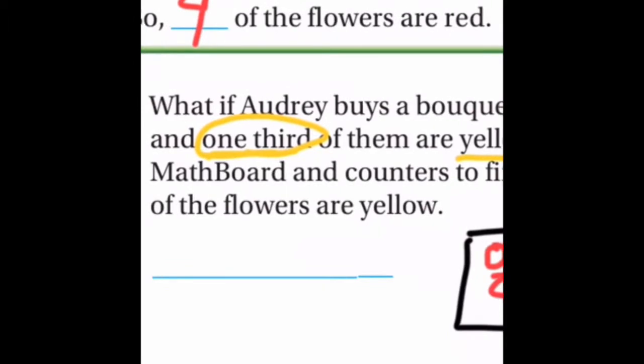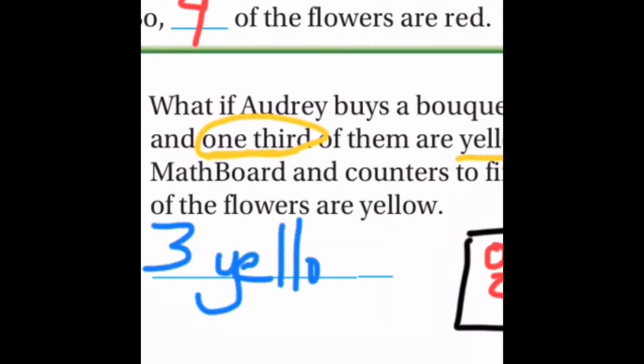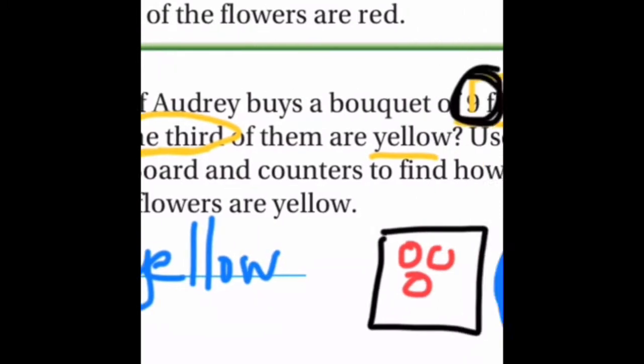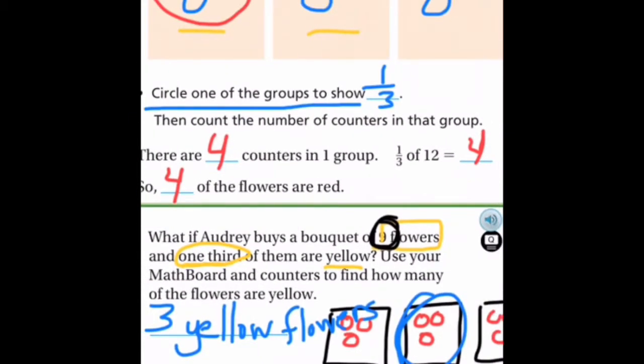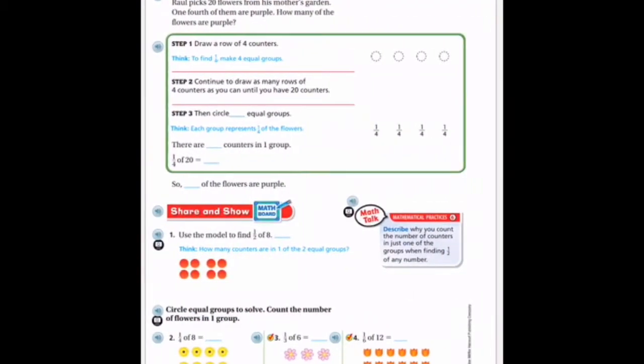So she would have 3 yellow flowers, that I write in blue, of course, not yellow. So she'd have 3 yellow flowers. 1/3 of 9 is 3. Let's move to the next page.